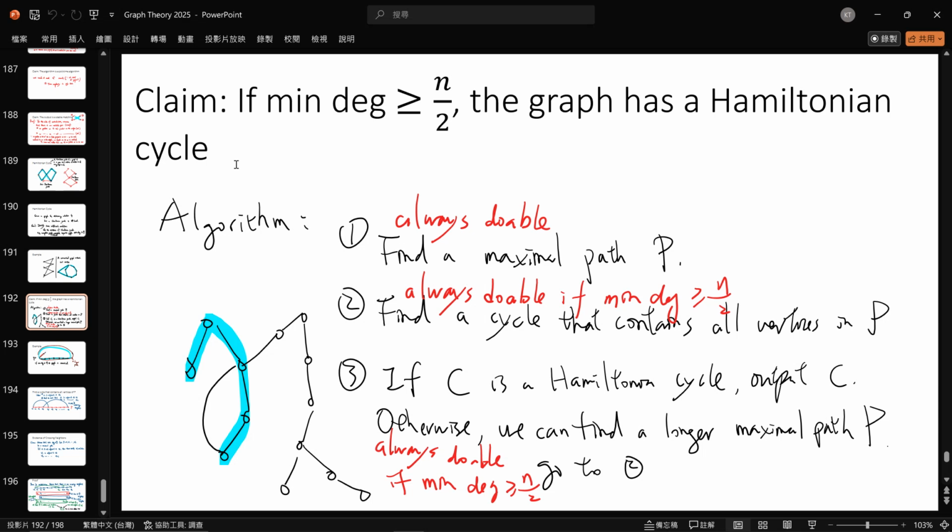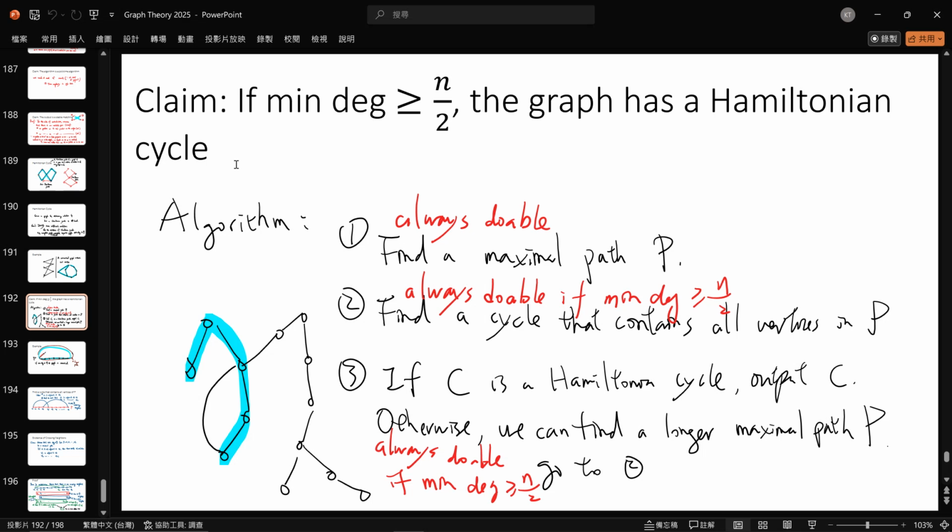So we considered an algorithm that always outputs a Hamiltonian cycle when the minimum degree is at least n over 2. Today we're going to further extend this result and give you the second sufficient condition. So let's quickly review the proof and the algorithm. The algorithm starts with a maximal path. Given a graph, it's trivial to find a maximal path.